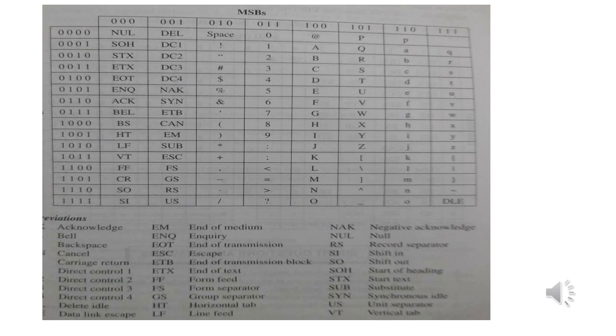Suppose I want to represent capital letter H. This is a 2-dimensional representation of the ASCII codes. H is represented by the most significant bits, found column wise, which are 100, and the least significant bits, found row wise on the left, which are 1000. So H is represented as 1001000.